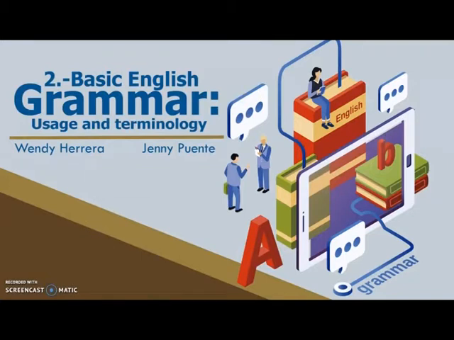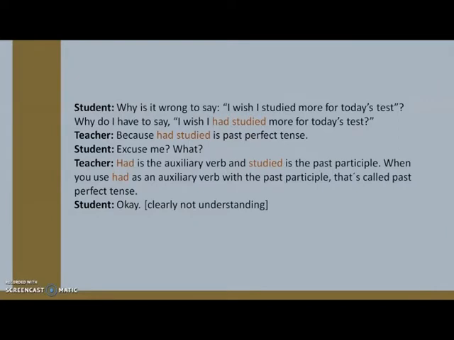And Wendy Herrera. We are going to talk about basic English grammar, usage and terminology. This chapter begins by emphasizing that it is important to have a solid understanding of grammar usage and key terminology in order to easily differentiate standardized English from incorrect English. The author mentioned that he has seen some teachers confuse providing a grammar label with giving a good grammar explanation.